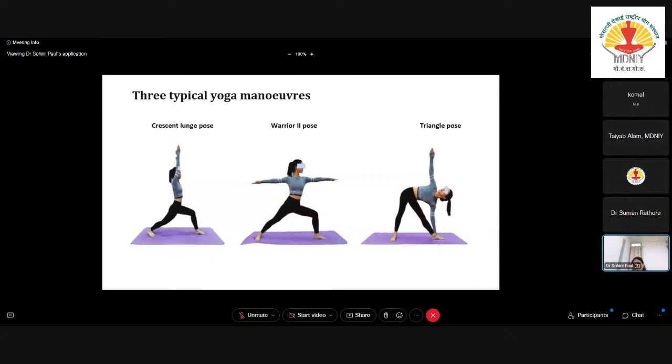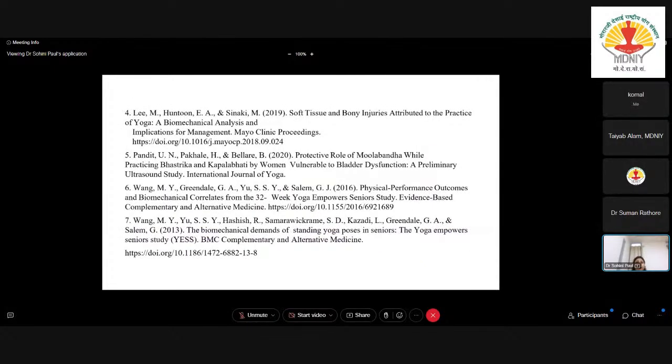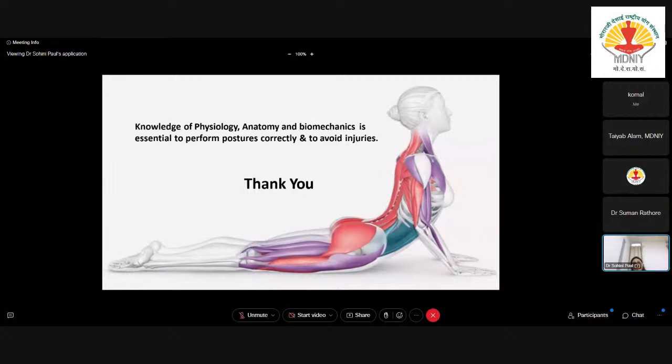So they have given the benefits also. They have told what can be done and what cannot be done, and also some strategies related to balance. This is one of the important findings, and it was the biomechanics part which helped us understand these aspects. So with this, these are my references, and I would like to end my talk here. A knowledge of physiology, anatomy, and biomechanics is essential to perform postures correctly and to avoid injuries.